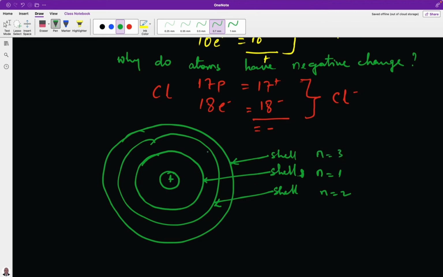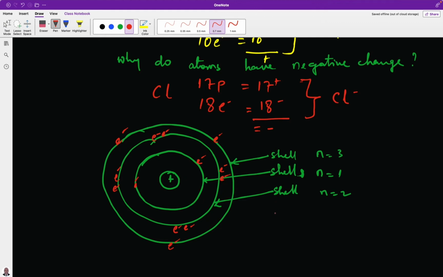Remember, these are electrons. Electrons are revolving around the shells. All the shells have electrons moving around them.